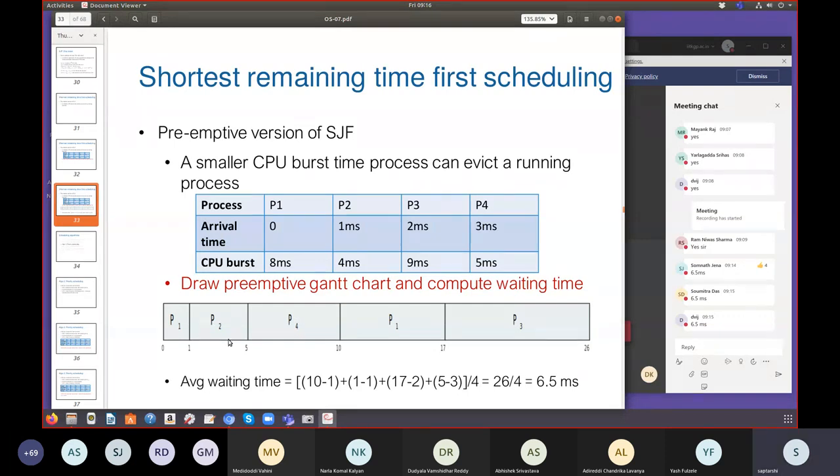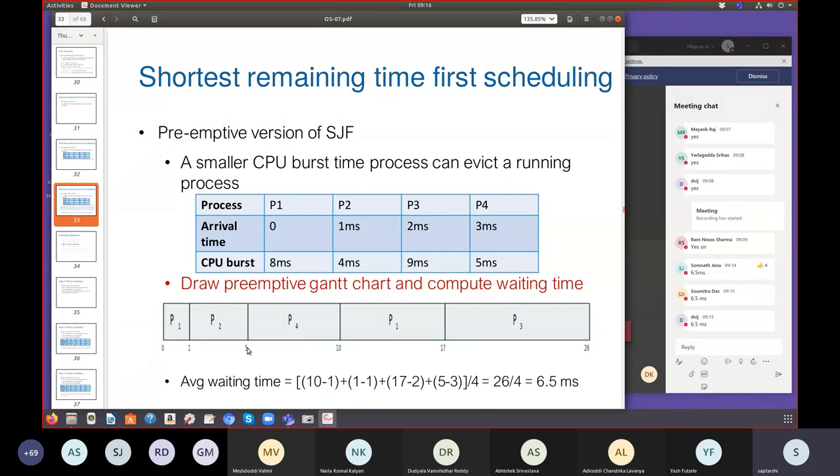However, P2 is not preempted because at the point when P3 comes in, the remaining time of P2 is less than the CPU burst time of P3. Similarly, at the time when P4 comes in, the remaining time of P2 is shorter than the CPU burst time of P4. So no preemption occurs.